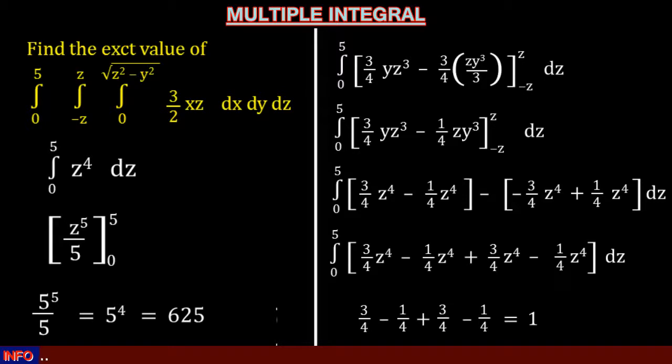So the solution to the multiple integral, the integral from 0 to 5, the integral from minus z to z, the integral from 0 to square root of z squared minus y squared of 3 all over 2 xz dx dy dz, is giving us 625.